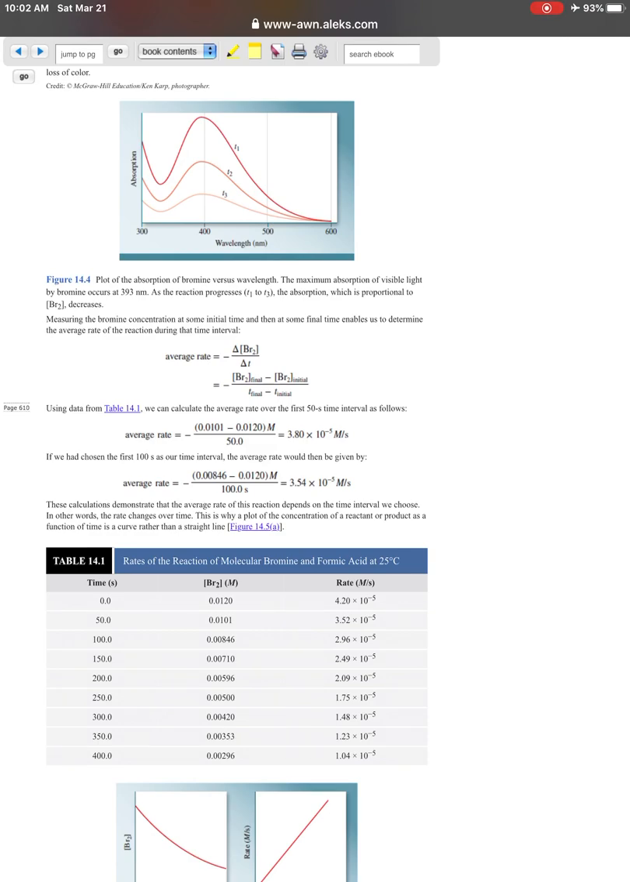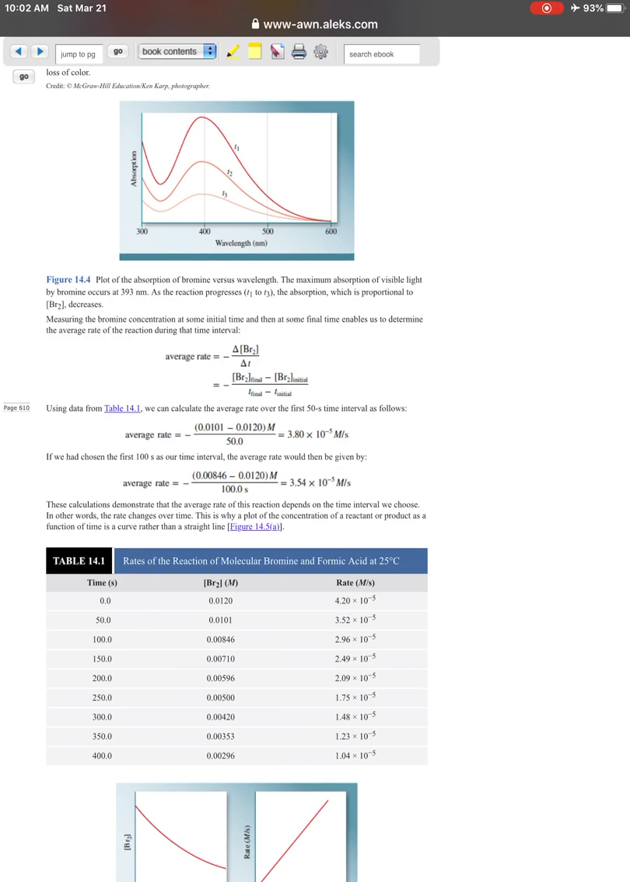Figure 14.4. This is the caption. Plot of the absorption of bromine versus wavelength. The maximum absorption of visible light by bromine occurs at 393 nanometers. By the way, 393 nanometers is not really visible light. It's considered UV, although it's very close to visible light.